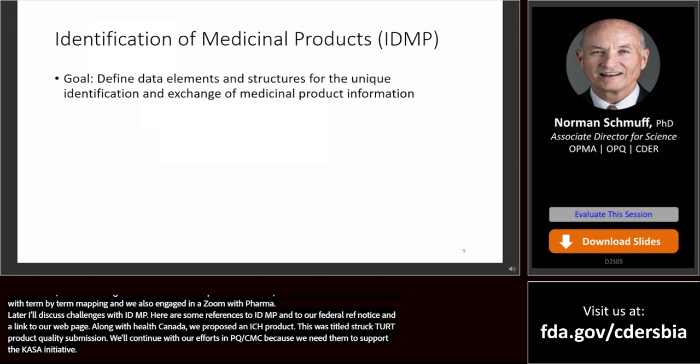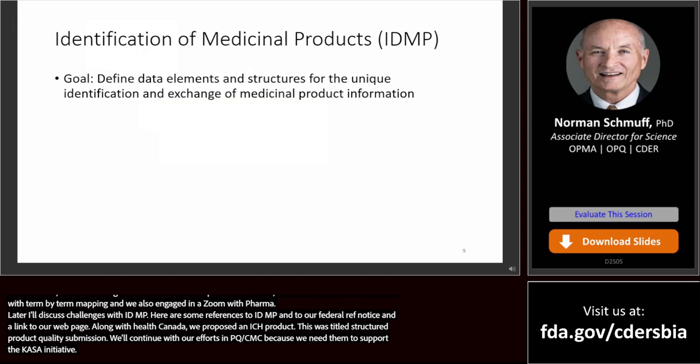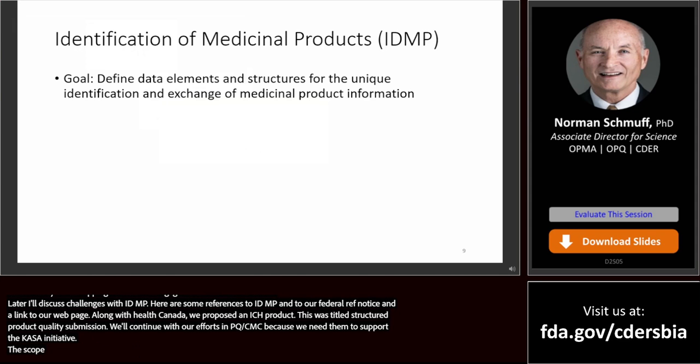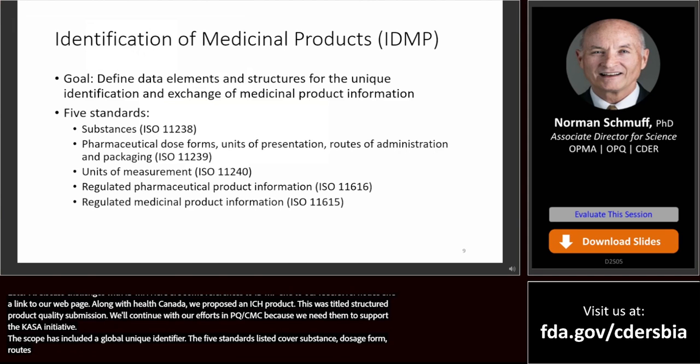The history of the IDMP standards is that they were spun out of ICH pharmacovigilance groups in the early 2000s. Subsequently, the scope has expanded to cover exchange of all medicinal product data, for example, by creating a global unique identifier for a medicinal product known as PHPID. The 5 standards listed cover substance, dosage form, routes of administration, units of measure, and other medicinal product information.